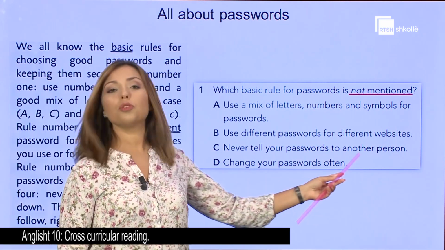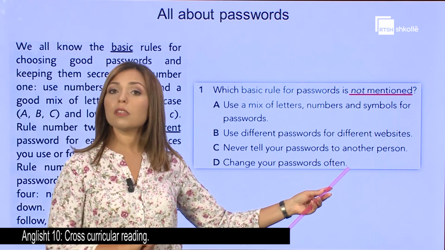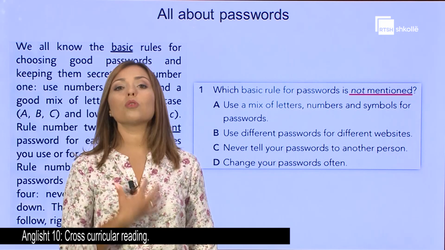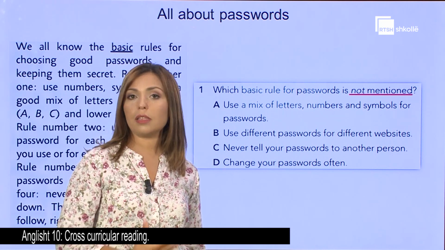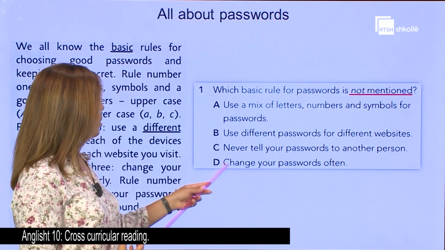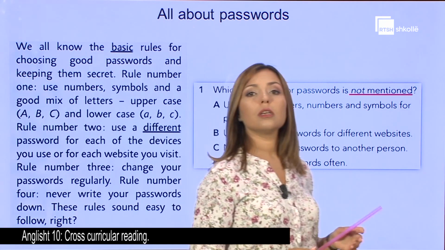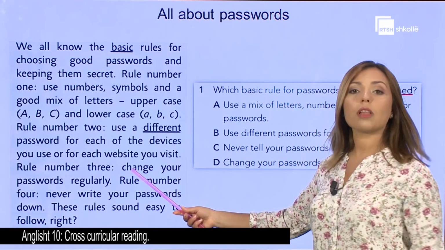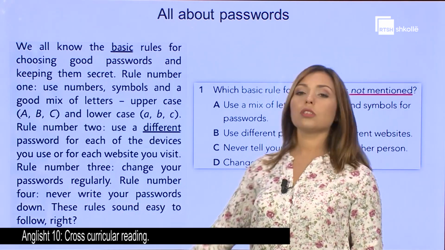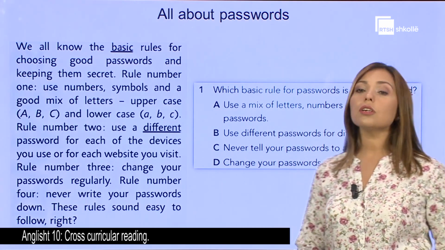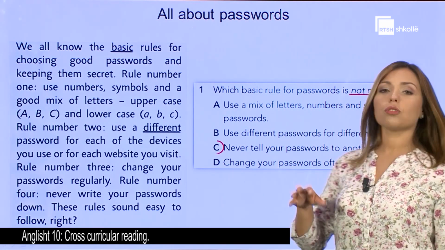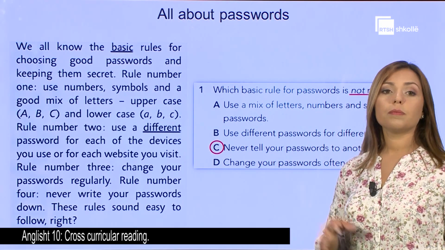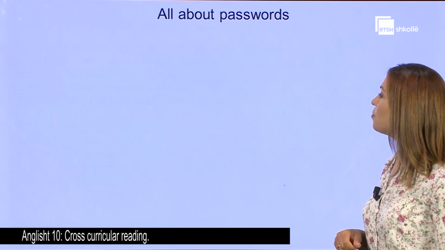C. Never tell your password to another person. Was that stated in the text? Don't forget, it's not what is right or wrong, what we believe. It's what is in the text that counts. D. Change your passwords often. Was that? We should change, that was rule number 3. Change your passwords regularly. So the correct answer, of course, was C, that we should never tell our friends the passwords. Okay, let's move on reading.